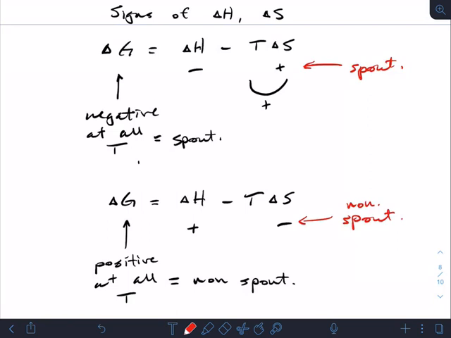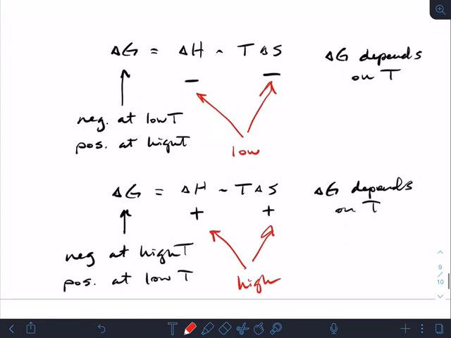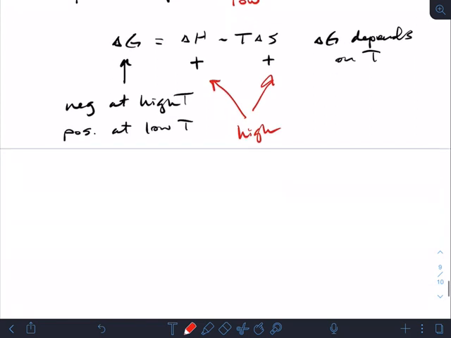If the signs are opposite and the sign on S indicates a non-spontaneous process, then the non-spontaneous process will be that way at all temperatures. Okay? If your signs are the same, let the signs tell you whether it's low temperature or high temperature for a negative value for delta G.